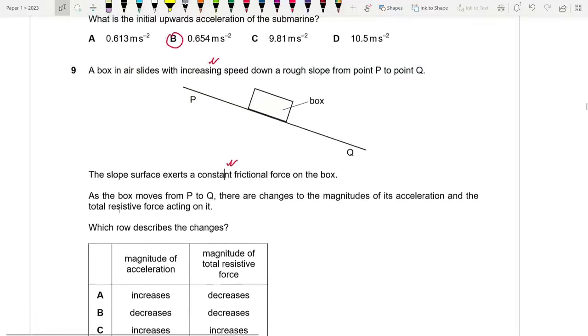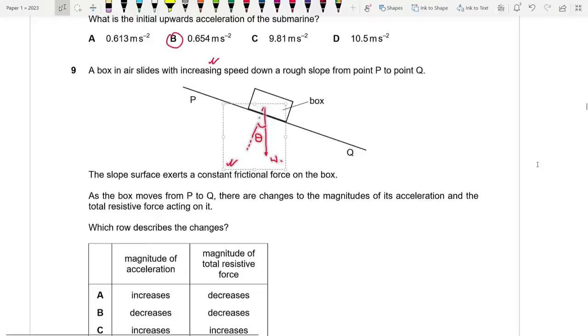The speed is increasing, so obviously the box is accelerating. It has a component of weight down the slope, which is basically W sine theta. And as the box moves from P to Q, there are changes in magnitudes of its acceleration and the total resistive force. So here's the thing.